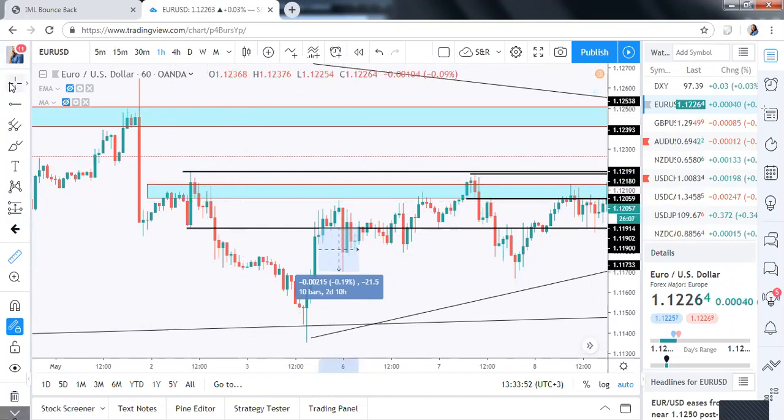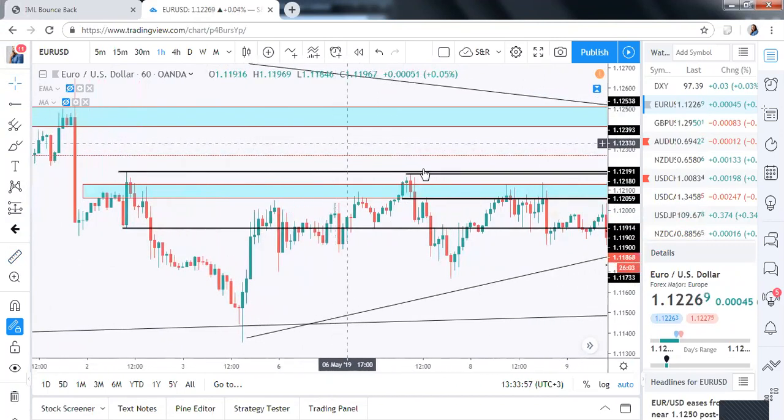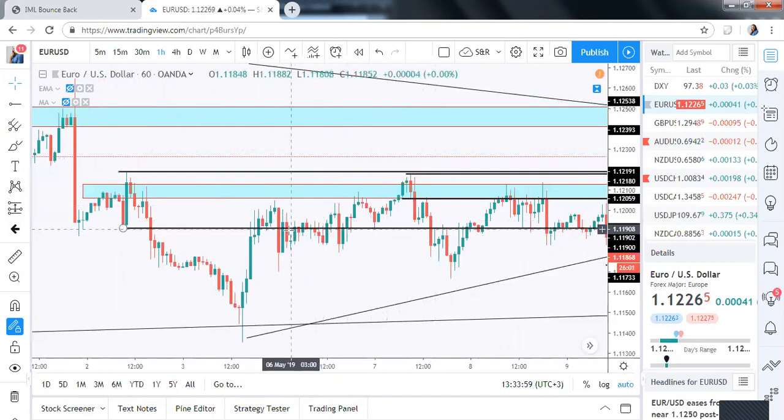So these types of things show you guys structure as well, right? And I hope that this was a bit useful for those who don't have a strategy or are looking for a strategy to use.